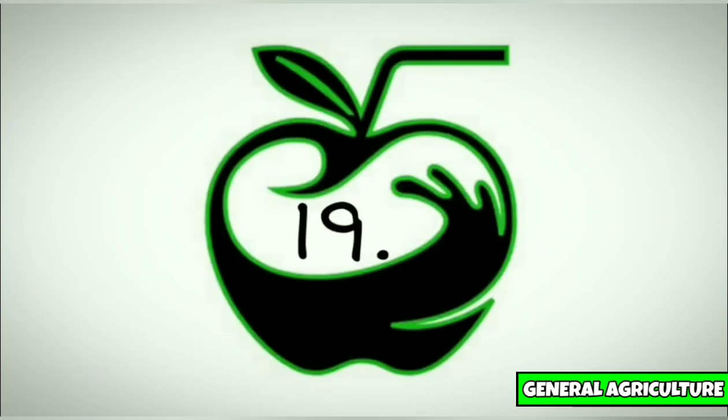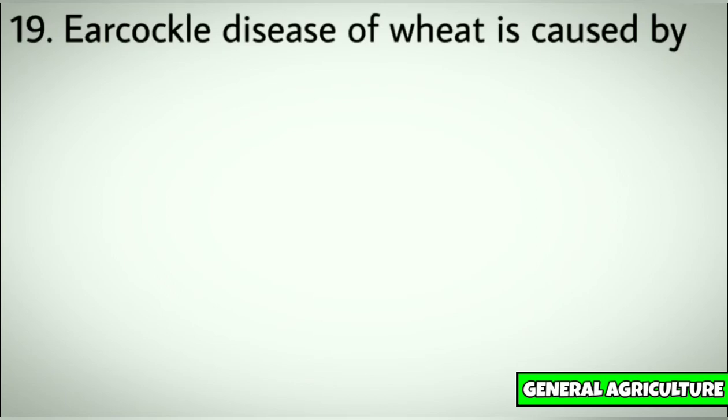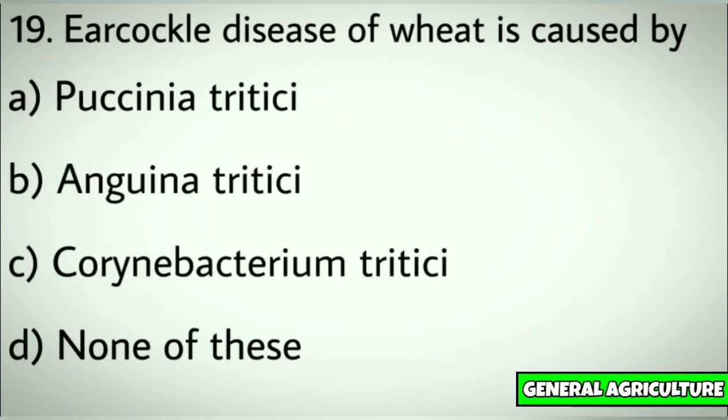Question number 19. Ear-cockle disease of wheat is caused by. Options: A. Puccinia triticii, B. Angina triticii, C. Corynebacterium triticii, D. None of these.